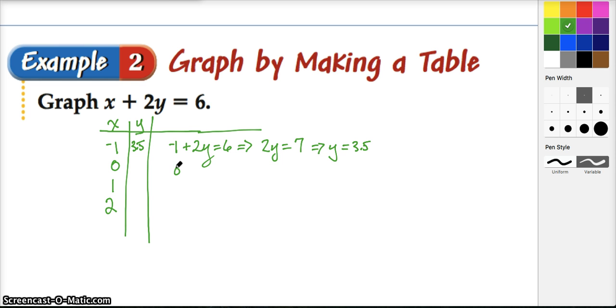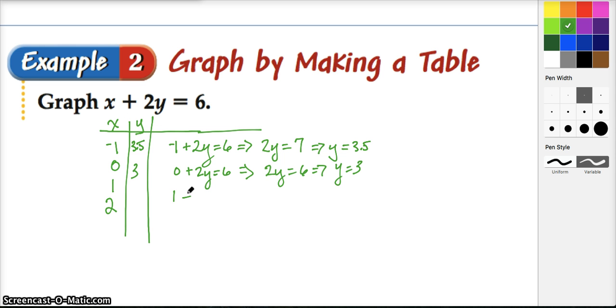When I plug in a 0 for x, this time, in this equation, I get 0 plus 2y is equal to 6, nothing to move over. What I basically have is that 2y is equal to 6, and if that's the case, dividing both sides by 2, I get that y is equal to 3. Again, I'm going to plug in for x, the 1. Notice I'm just plugging the 1 right in here. I'm plugging each value in, and I'm solving for y.